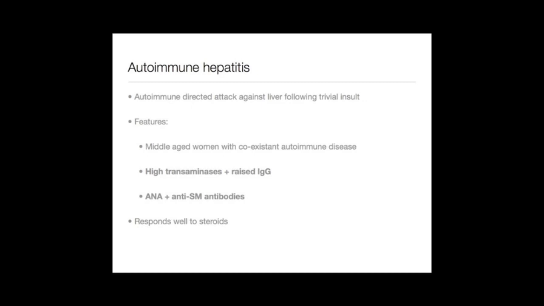The features are typically of a middle-aged woman who often has coexistent autoimmune disease, so might also suffer from, say, type 1 diabetes, or perhaps thyroid dysfunction. Autoimmune diseases tend to coalesce together. And the characteristic features here are high transaminases. So as you'd expect with hepatitis, you're looking at a raised ALT, AST, the transaminases, rather than the ALP and gamma GT. You also get a characteristic raised IgG with autoimmune hepatitis.